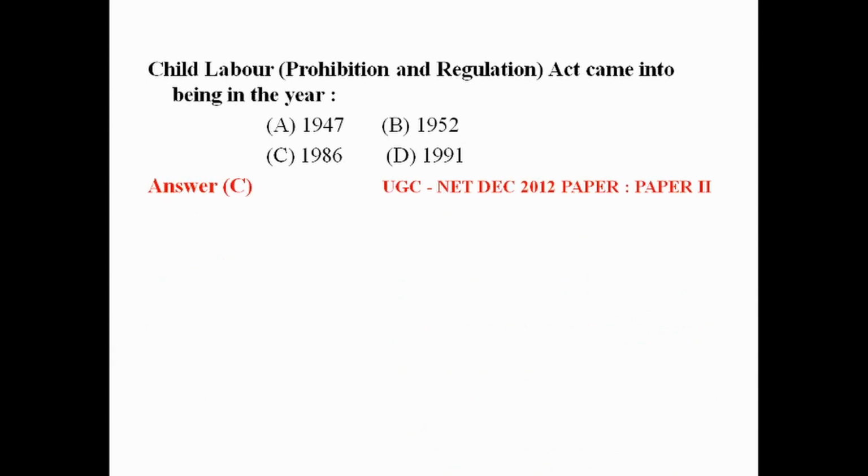Next question. Child Labour Prohibition and Regulation Act came into being in the year, option A, 1947, option B, 1952, option C, 1986, and option D, 1991. The question is, Child Labour Prohibition and Regulation Act came into being in the year? The answer is option C, that is 1986.